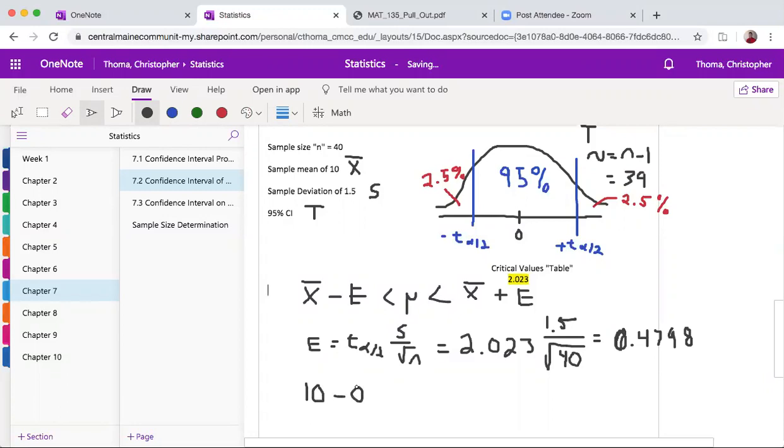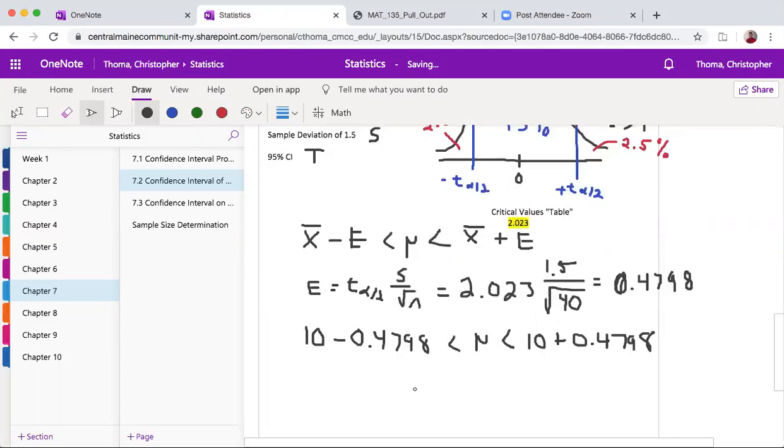I put my X bar in there, not my n, because my X bar is 10. And I'm going to subtract out 0.4798 is less than the mean is less than 10 plus 0.4798, which gives me an upper limit of 10.4798 and a lower limit of, is it mu? I see the question right there. Finish out my math. 9.52.